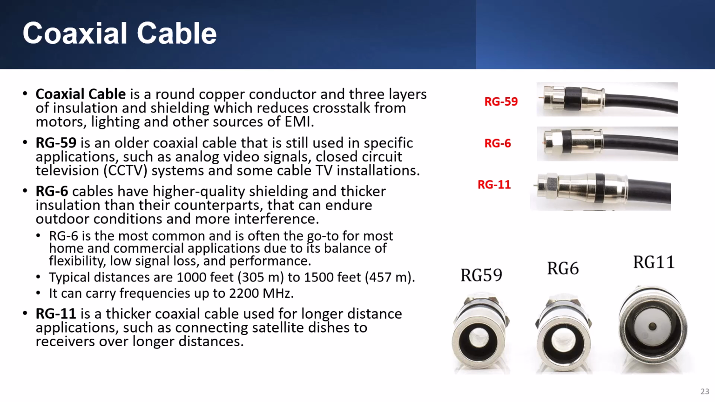RG6 cables have higher quality shielding and thicker insulation than their counterparts, so they can endure outdoor conditions and more interference. It is more common and is often the go-to for most home and commercial applications due to its balance of flexibility, low signal loss, and performance. Typical distances are 1,000 feet, or 305 meters, to 1,500 feet, or 457 meters. It can carry frequencies up to 2,200 megahertz.